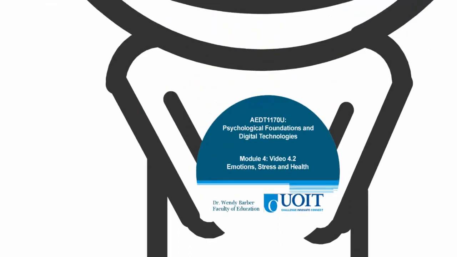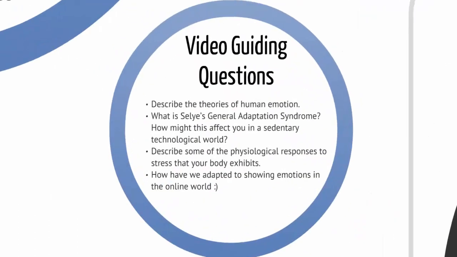Here are the guiding questions for this video. Describe some of the theories of human emotion. What is Selye's general adaptation syndrome, and how might this affect you in a sedentary, technological world? Describe some of the physiological responses to stress that your body exhibits. And how have we adapted to showing emotions in the online world?